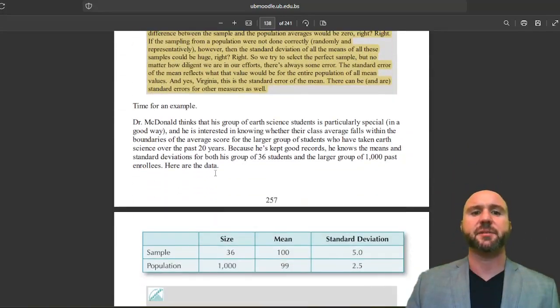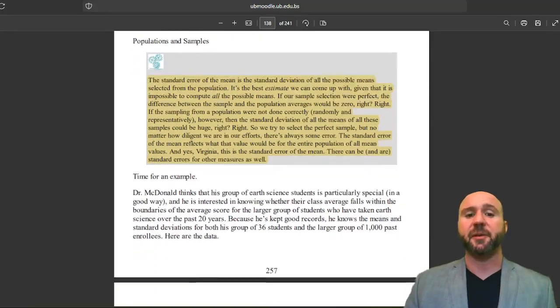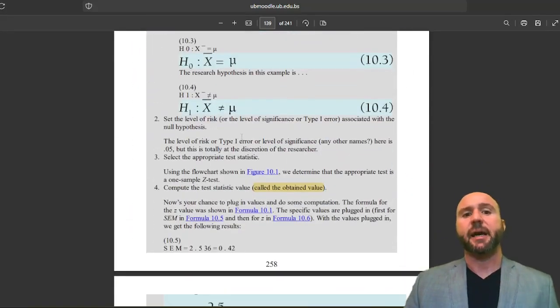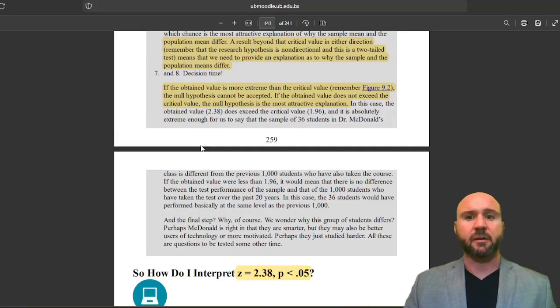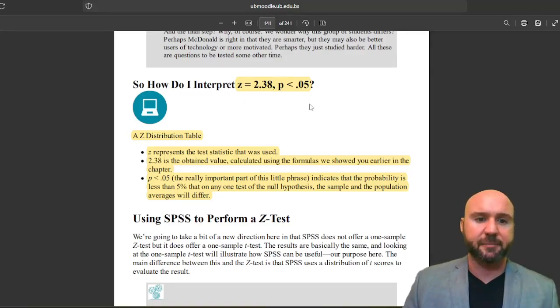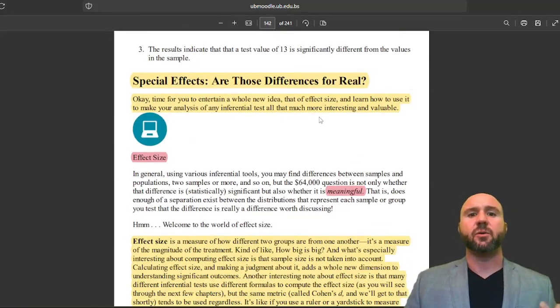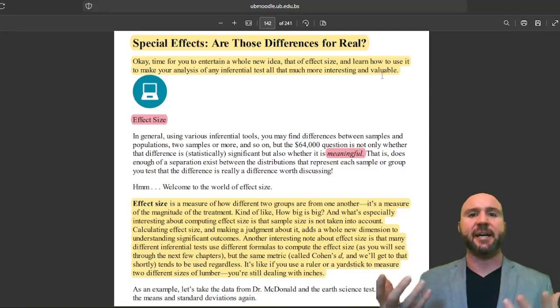But remember this, that not only are we inferring from samples to populations most of the time, and running our null hypothesis and doing our procedures to produce an obtained value and ascertain whether or not that is statistically significant, but we are also trying to understand whether or not the differences are real, whether or not there's a measurable effect size.